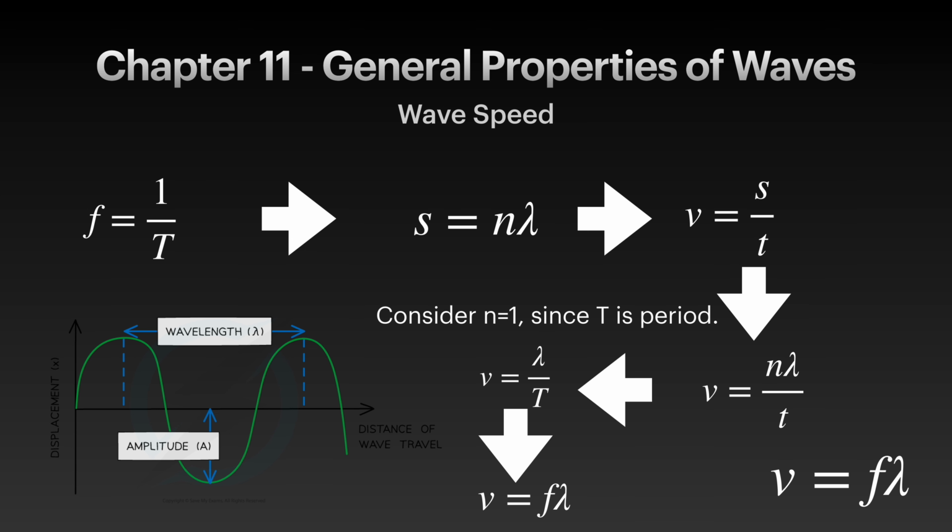Next up, we have wave speed. Wave speed is the speed at which a wave travels. The formula to calculate wave speed is v equals f times lambda, where v is the wave speed, f is the frequency, and lambda is the wavelength. This formula applies to all waves, whether they are sound, water, or light.